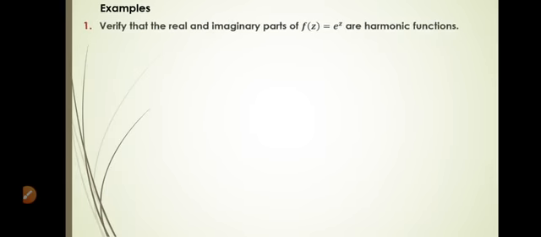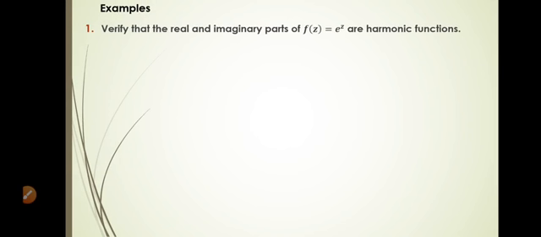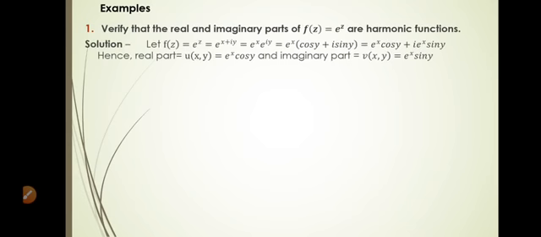Let us see one example. Verify that the real and imaginary parts of f(z) = e^z are harmonic functions. So first we write the function f(z) = e^z. Now to find the real and imaginary parts, replace z by x + iy, apply laws of indices and write e^(iy) as cos y + i sin y. We get the real part u = e^x cos y and the imaginary part v = e^x sin y.